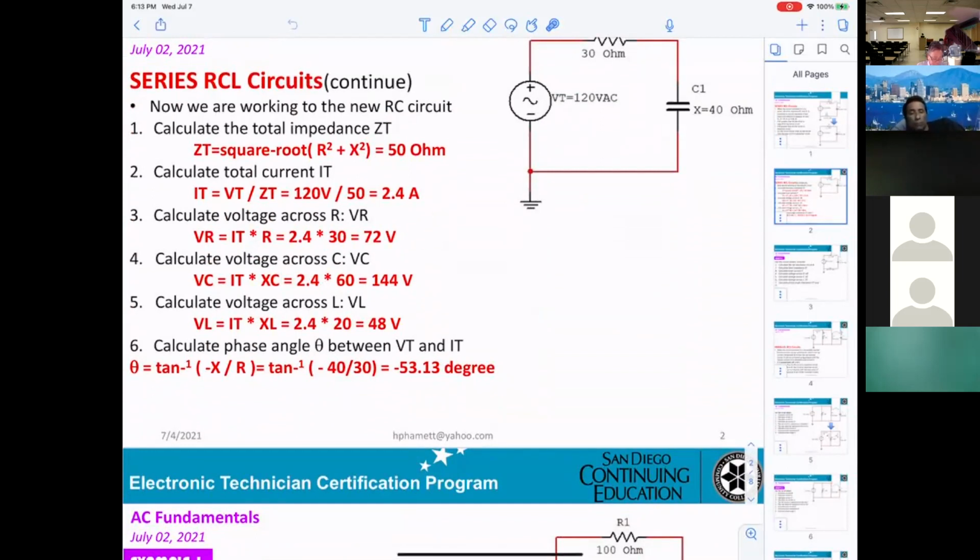72 volts. VC is IT times XC, 2.4 times 60, 144. VL is IT times XL, you get 48. And now if you calculate the phase angle, then it will be tan inverse of minus 8 divided by R. That means you're working with this circuitry. You get minus 53.13 degrees. So you see that is so easy.